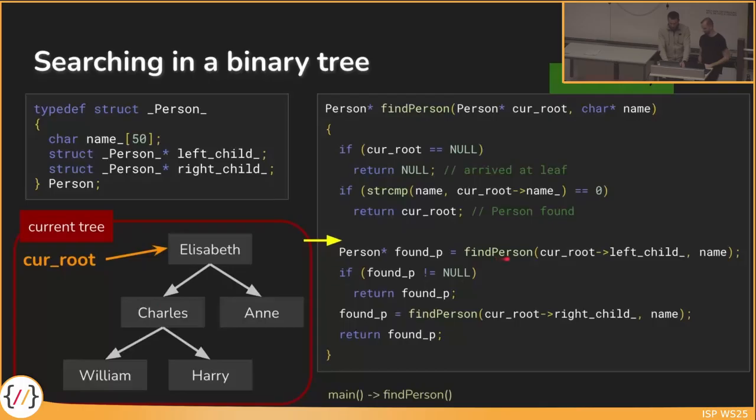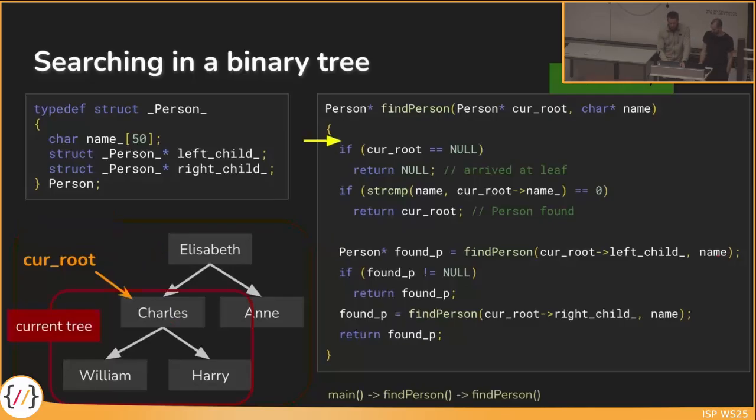This happens here. The next step is we're calling find person, the function we're currently in, but not with Elizabeth, but with Charles. So with the left child of Elizabeth. For this next call of find person, this is our root. And for sure, we also pass the name we're searching for, which is still Harry. Now we have called find person again, as we can see down below, so we have still not finished the previous run of find person.